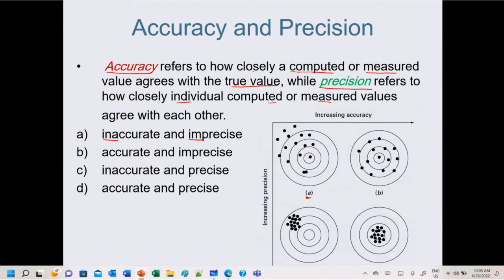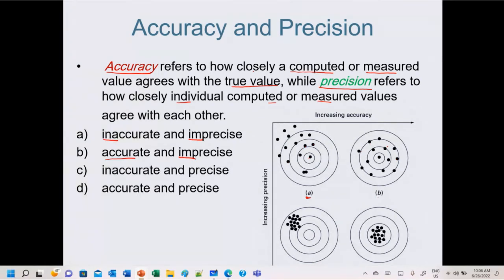In figure B, we can see that the numbers are far from each other, so we say that they are imprecise, they don't have precision. But if we take some sort of an average, they might go to the true value, so we can say that it has some sort of accuracy.